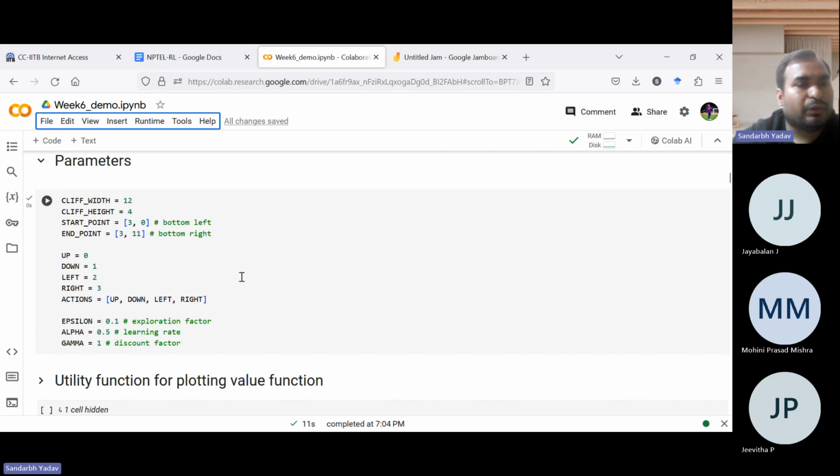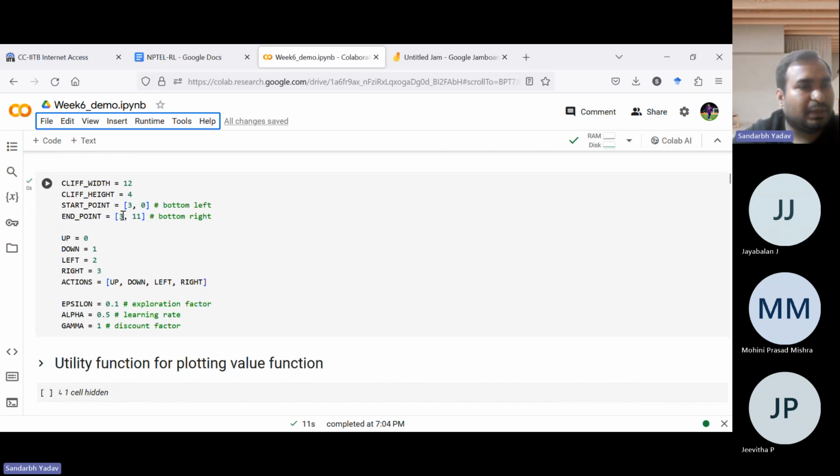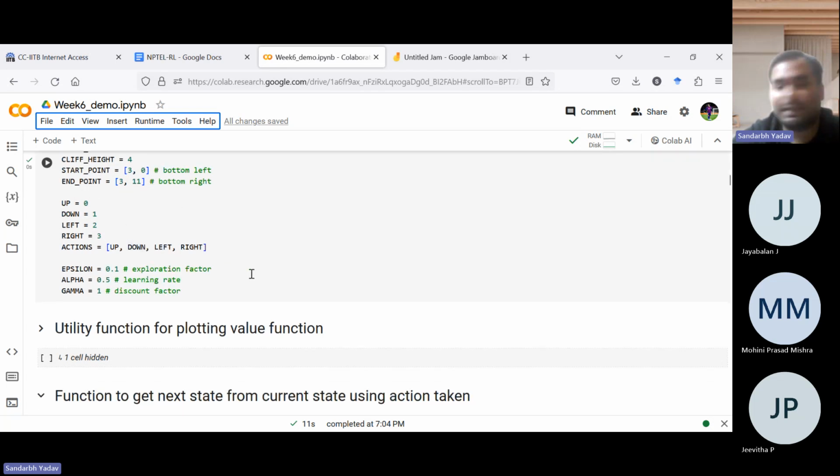Yeah. So endpoint again is third row and the 11th column because it's the bottom right. Since we are having 12 cells and starting from 0, the 11th will be our goal endpoint. We are representing that by endpoint. This is the start point, and again the same encoding for actions, and these are our parameters.